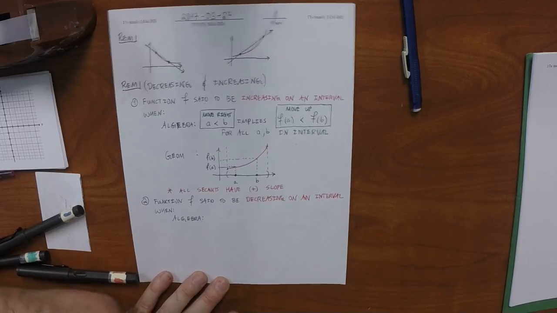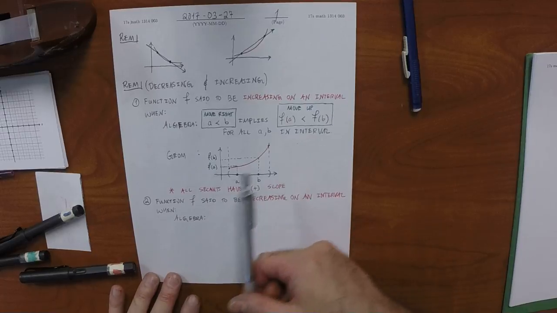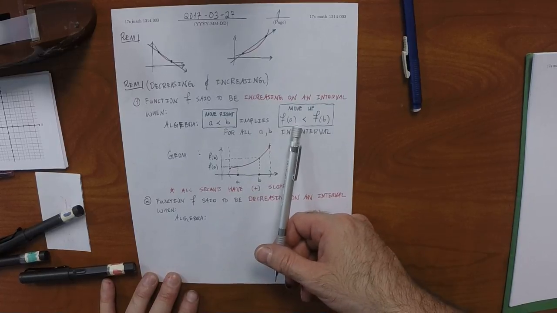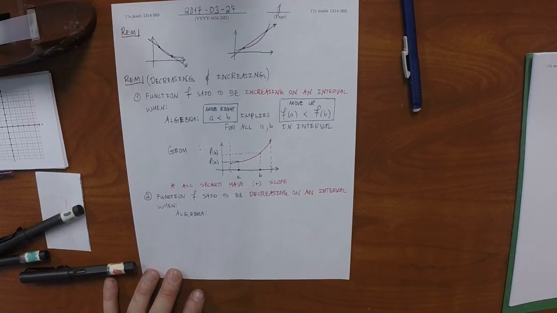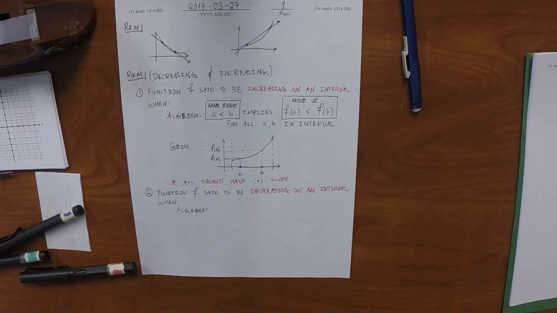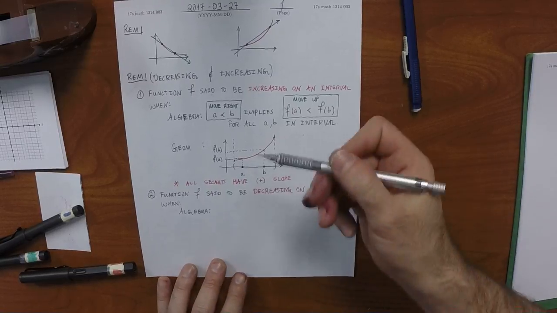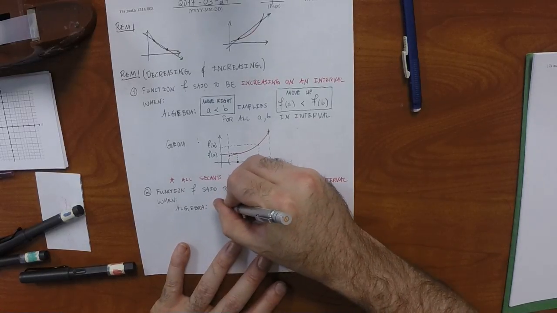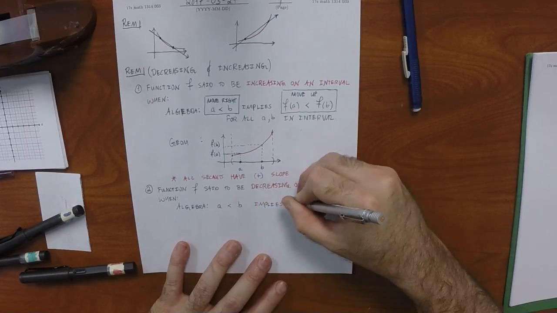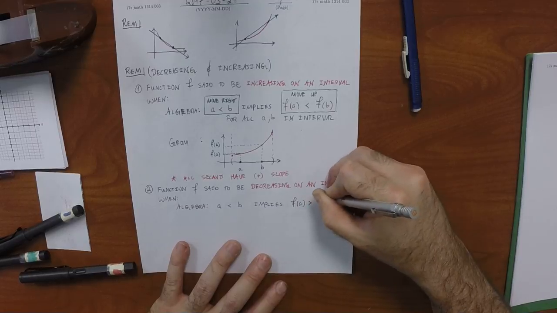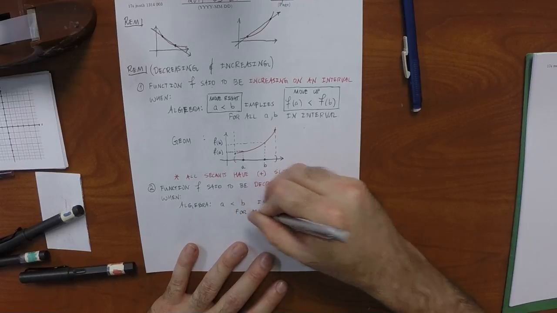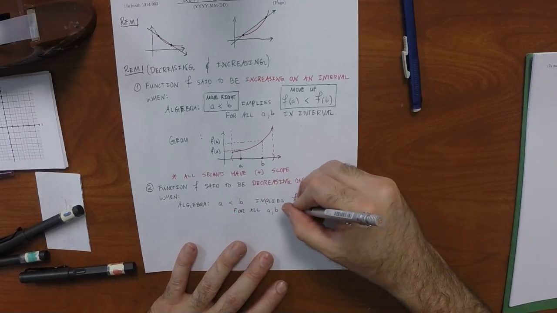So let's try and phrase it in terms of movement. So for increasing, we said move right implies move up. What should be the statement for decreasing? Move right implies move down. Because we always want it to be move right. We want that to be the same in the two definitions. So A less than B implies f of a greater than f of b for all a, b in the interval.